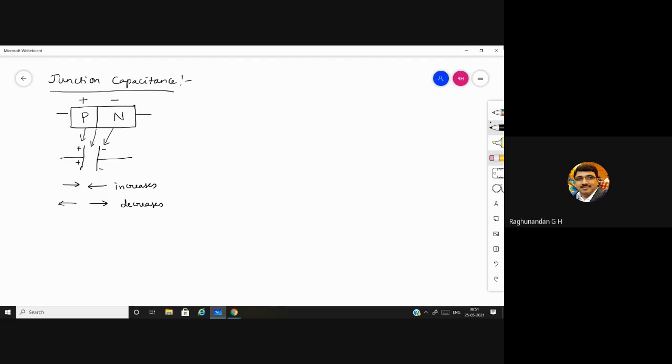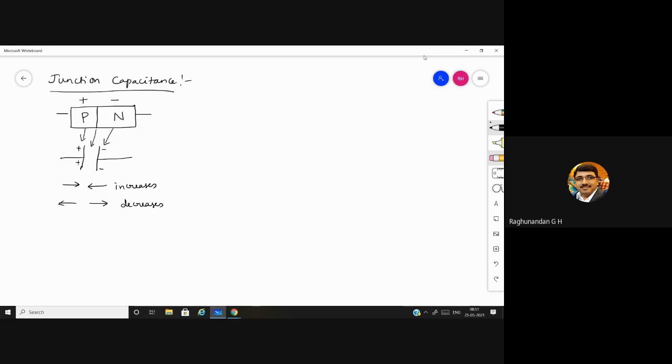We have a positive plate. We have a negative plate. We have a junction which separates P and N. Here also we have a dielectric medium which separates P and N. So considering this, in our proposed junction capacitance, the junction acts as the dielectric medium.